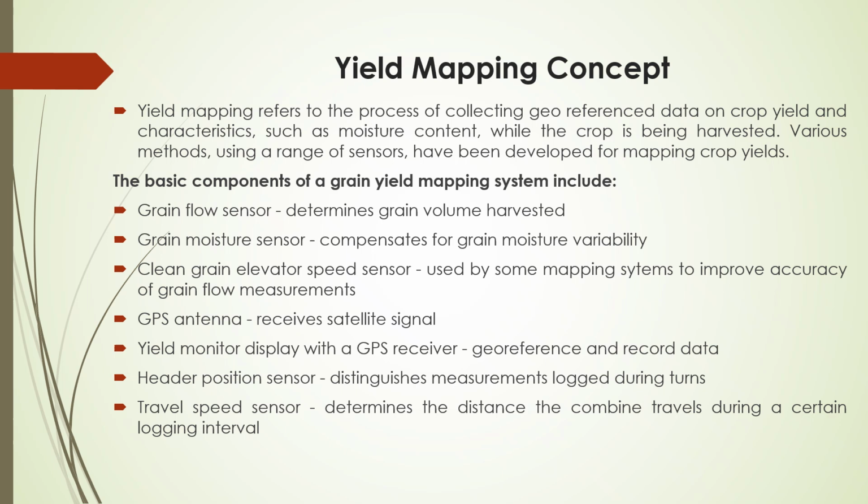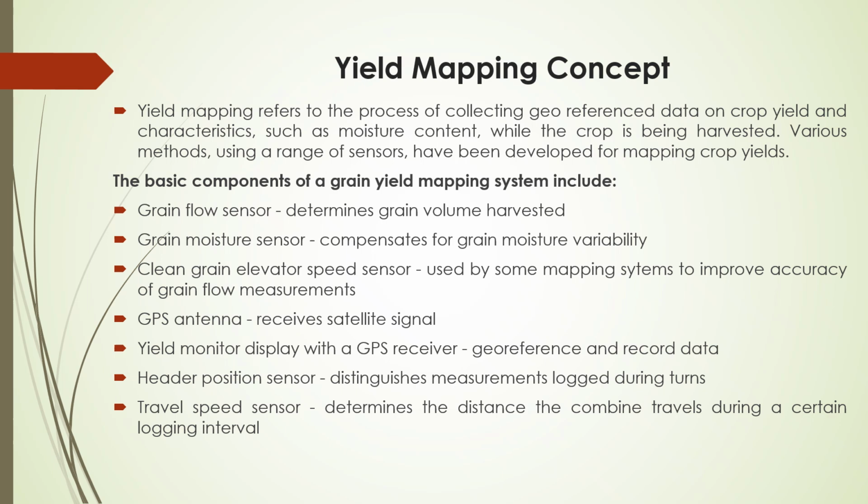The basic components of a grain yield mapping system include grain flow sensor, grain moisture sensor, clean grain elevator speed sensor, GPS antenna, yield monitor display with a GPS receiver, header position sensor, travel speed sensor. The grain flow sensor determines the grain volume which is harvested. Grain moisture sensor compensates for grain moisture variability. Then clean grain elevator speed sensor is used by some mapping systems to improve the accuracy of grain flow measurements.